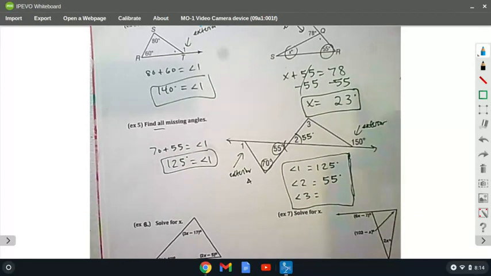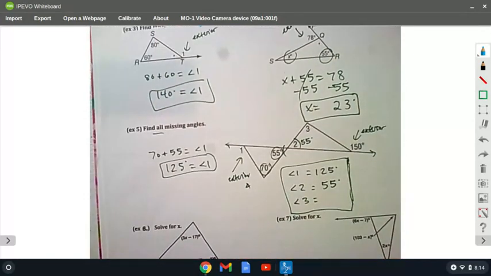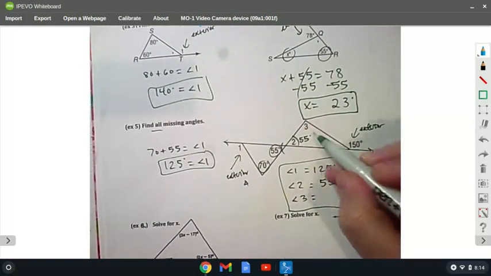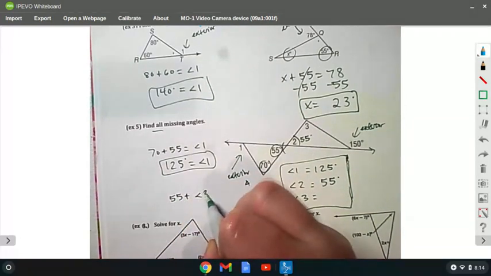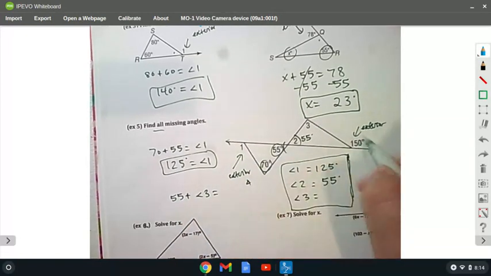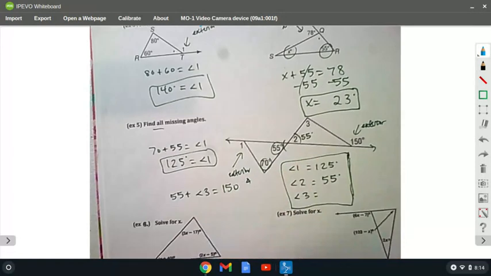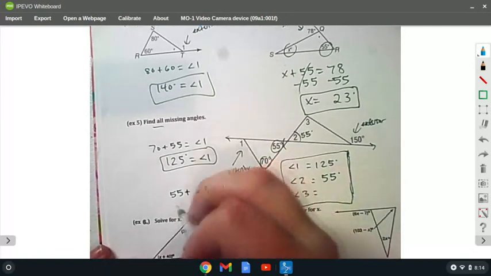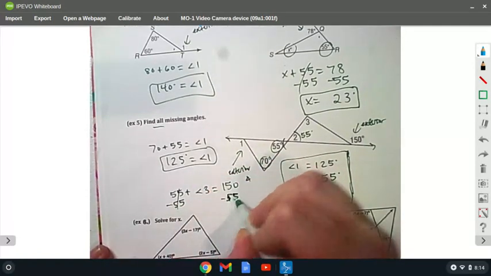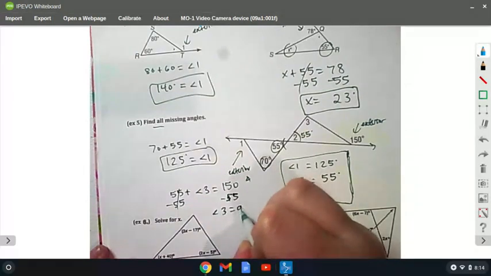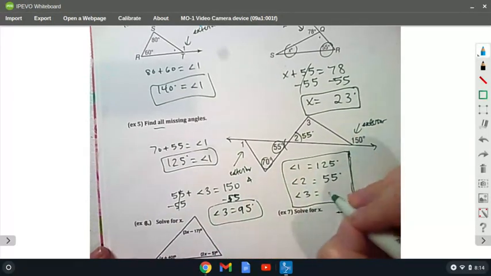And then that means we can use that same theorem, exterior angle theorem, to find angle 3. These are both remote. So 55 plus angle 3 should equal that exterior angle of 150. So I'm going to subtract 55 from both sides. So angle 3 must be 95 degrees.